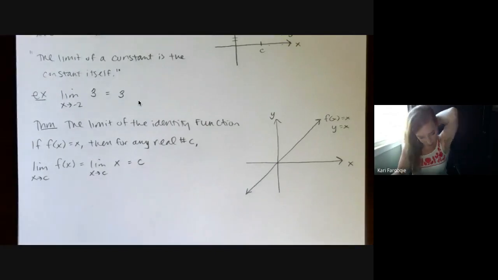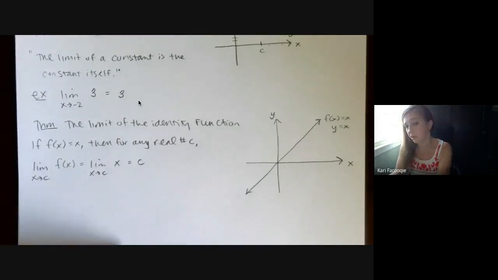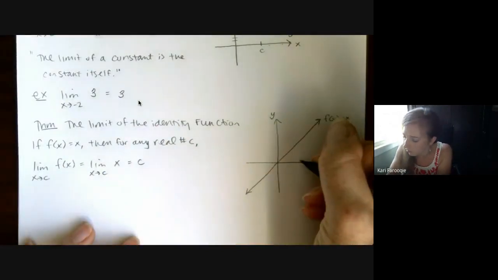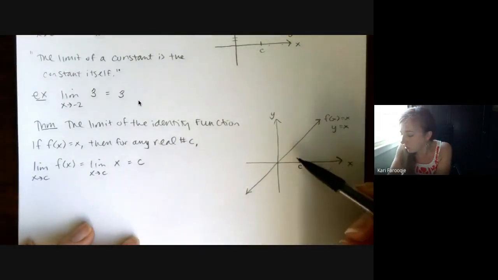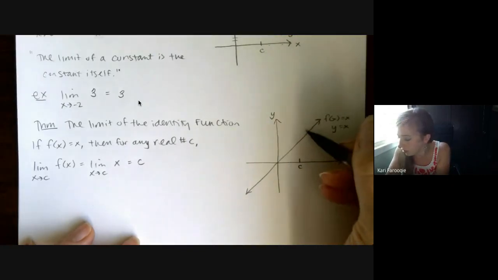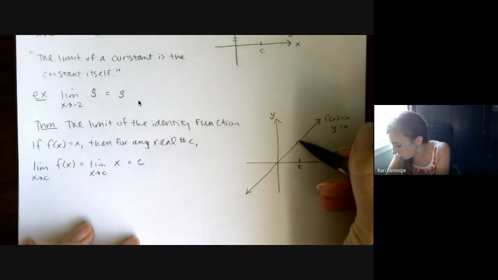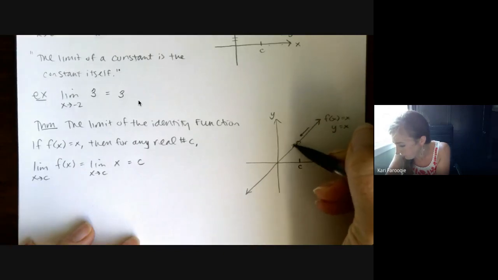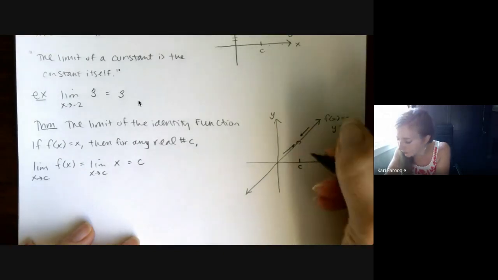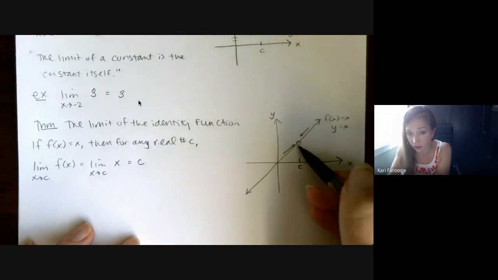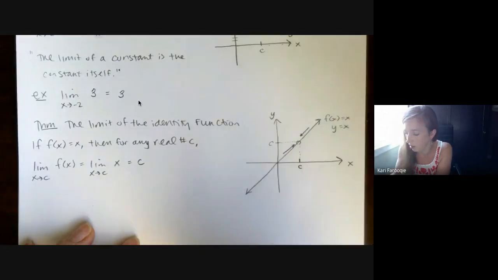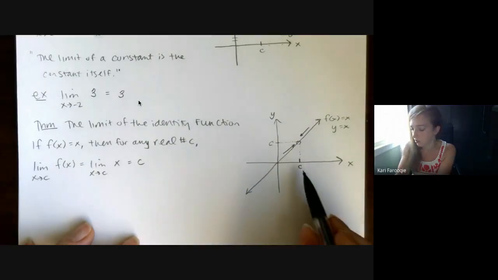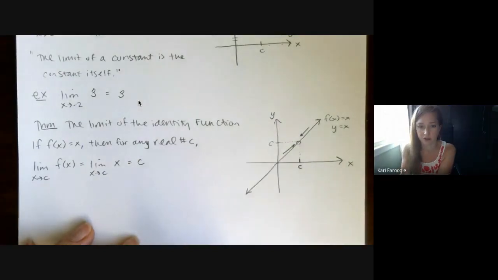Now, you can see why if you look at this graphically, because this is the identity function, and imagine you have some value c, doesn't matter where you put it. Let's say we put it right here. As x approaches c from the left or the right, the y value is going to be approaching whatever y value this is. But this value on the x-axis is going to be the same as the corresponding value on the y-axis because it's the identity function. So whatever the x value is, the y value is also that same value.